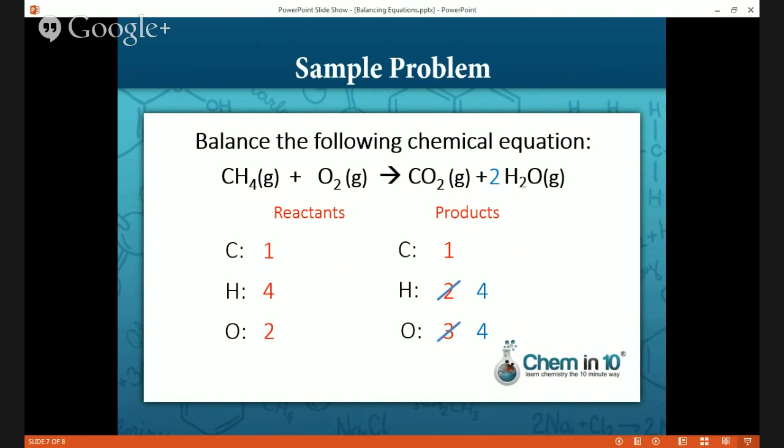To balance the oxygen, what we need to do is just double the number of oxygen gas molecules in the reactants, and that will make 4 oxygens. Now everything is balanced. We have the same number of atoms on each side of the equation, and it's reduced to the least common multiple.